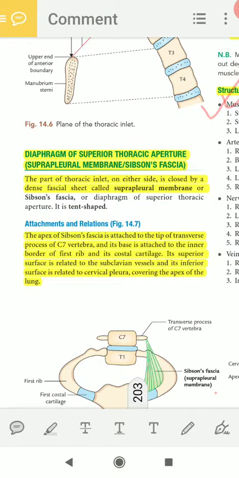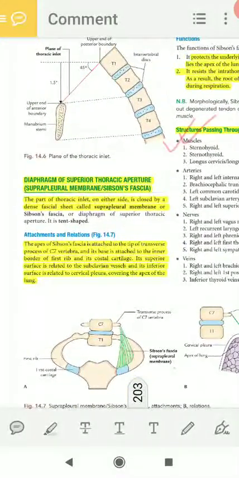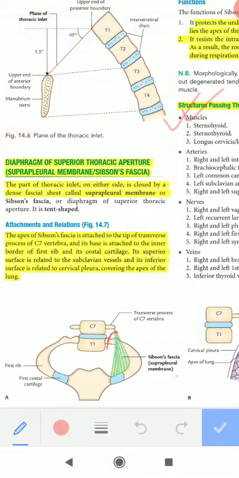Now look at that. This is the Sibson's fascia, the greenish structure. Okay. Now the attachment and relations.